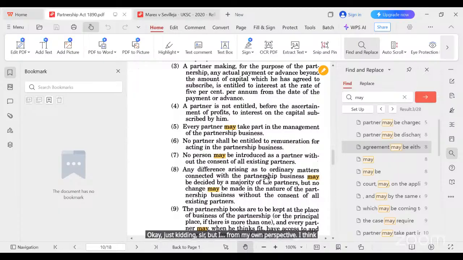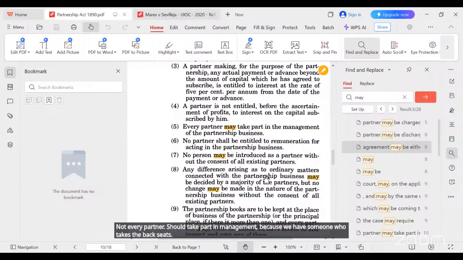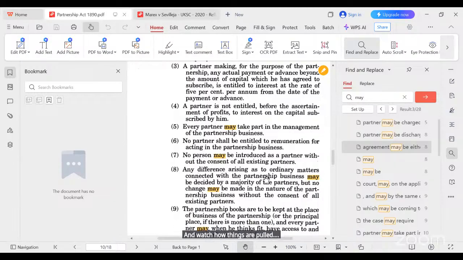I think in partnership it is already labeled. We have the different kinds of partners: general, active, sleeping, as the case may be. So yes, the word "may", as opined by Mary Jane, is an enabling component. But I think not every partner should take part in management, because we have someone who takes the back seat and watches how things unfold by the brainiacs, the ones who understand the nitty-gritty of business management. That's what I think, sir.